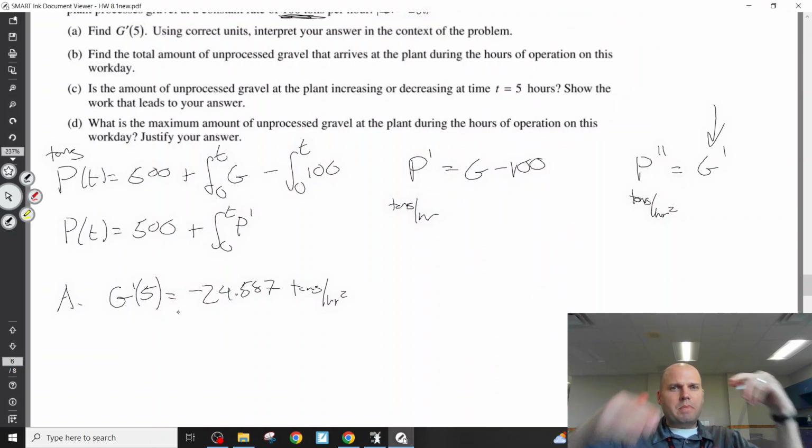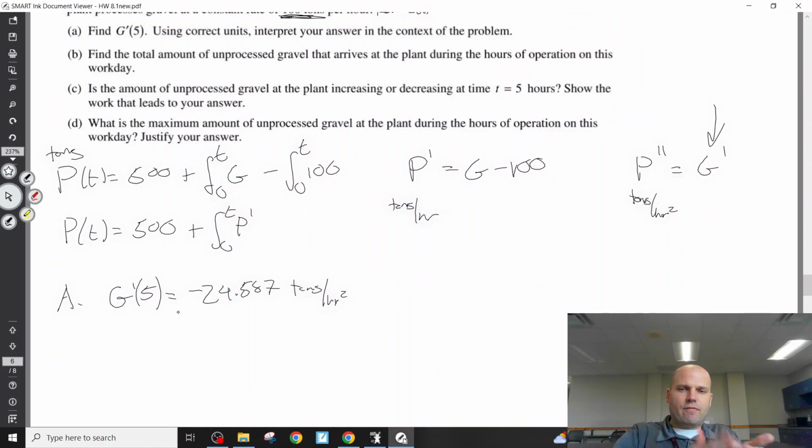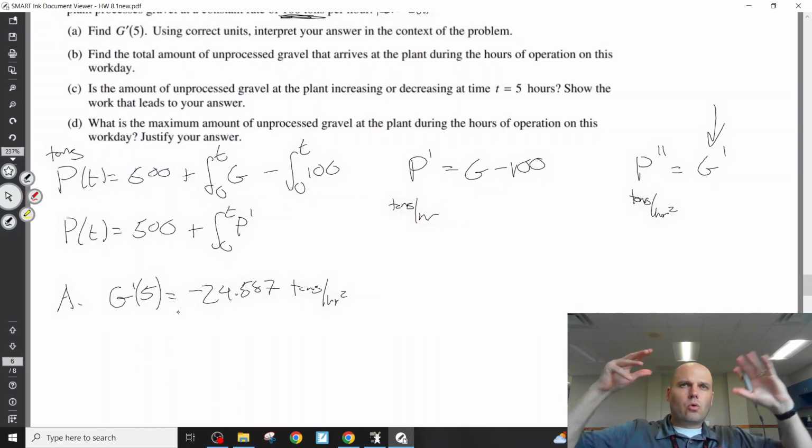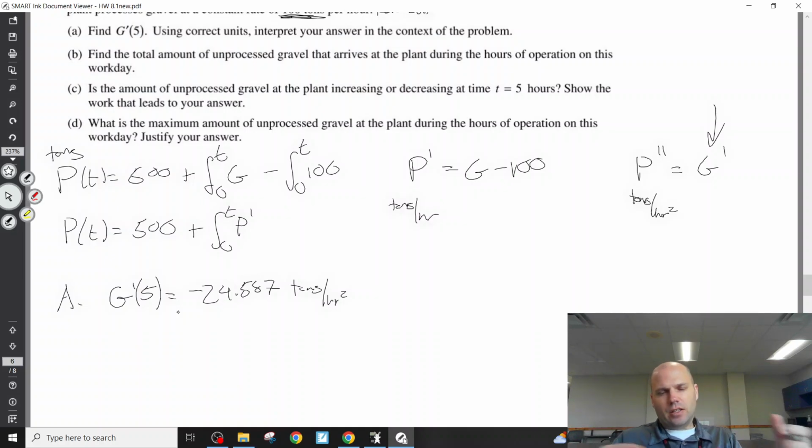Now, what does this mean? It's a rate of change of the rate. It's a rate of change of the rate gravel enters. Don't try to say more than that, because you'll probably mess it up. But it is a rate of a rate. It's a second derivative, a rate of a rate. So put that down. This is the rate of change of the rate gravel arrives.